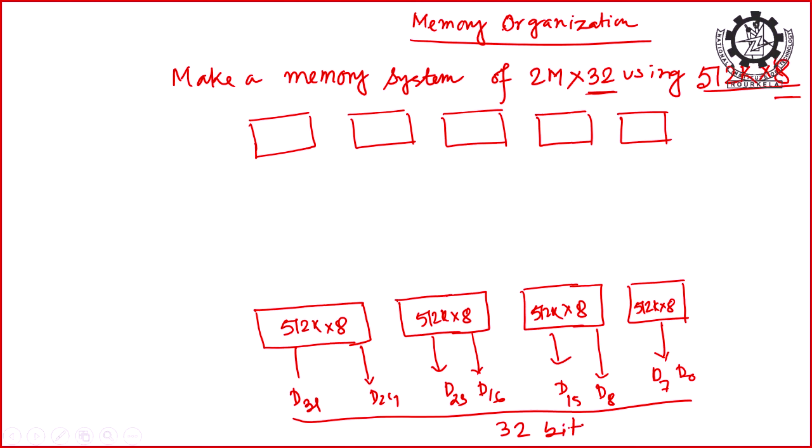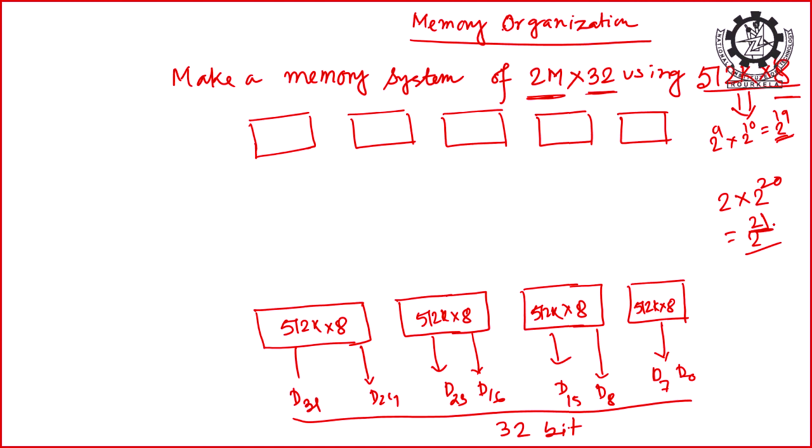Now, how many address lines should there be? 2 to the power m, that is 2 into 2 to the power 20, which means 2 to the power 21. This should be the number of address lines. But if you carefully see, how many address lines does the given memory module have? It has 2 to the power 9 into 2 to the power 10, so 2 to the power 19 addresses. Therefore, to go from 2 to the power 19 to 2 to the power 21, you have to make 4 rows.